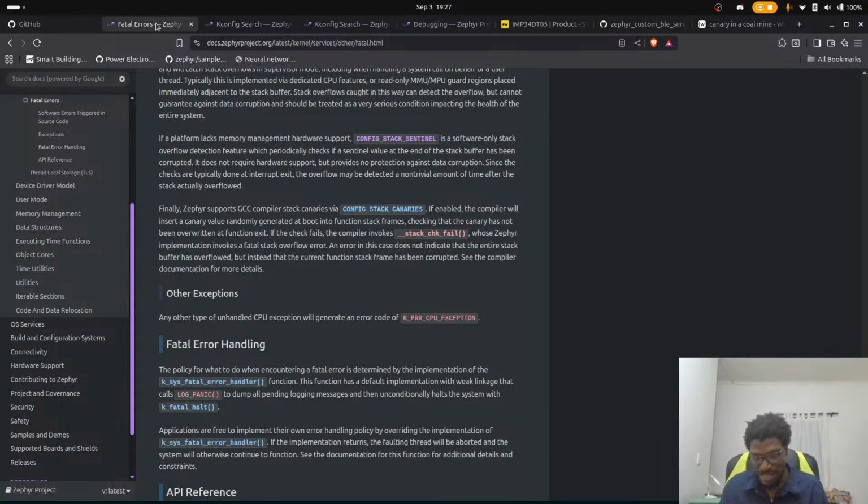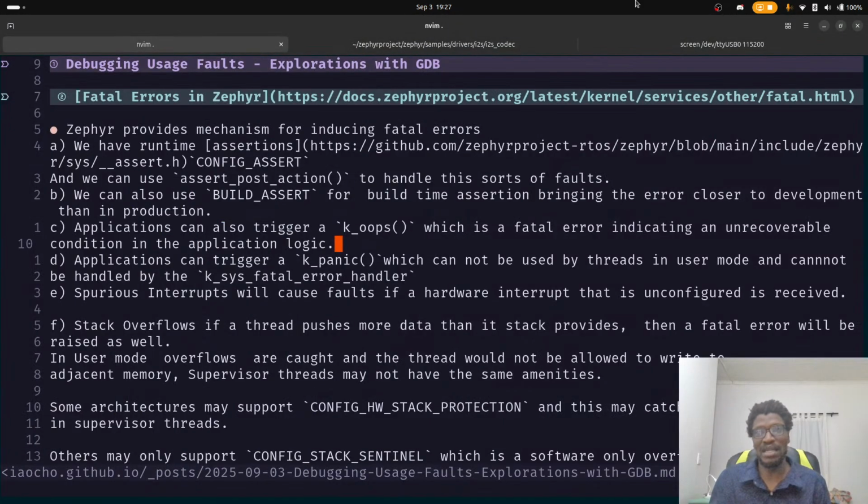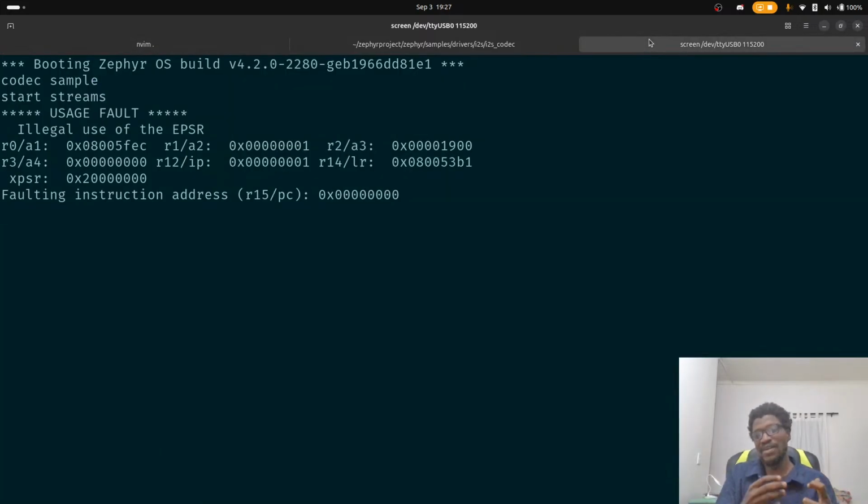Basically, these are the ways Zephyr allows us as application developers and kernel developers to cause faults. And it's good to be aware of this, so that when you're looking at something like this, you already have an idea of what am I looking at? Where could it be happening? Why is it happening?